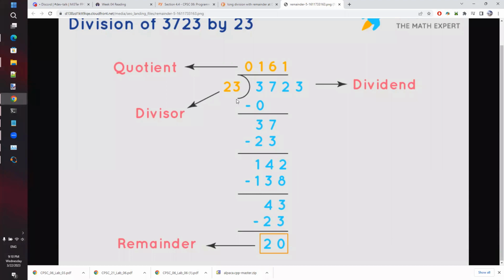You say, how many times does 23 go into 43? And the answer is 1. 1 times 23 is 23. 43 minus 23 is 20. And then you ask yourself, how many times does 23 go into 20? And it doesn't, right? So this is the remainder.